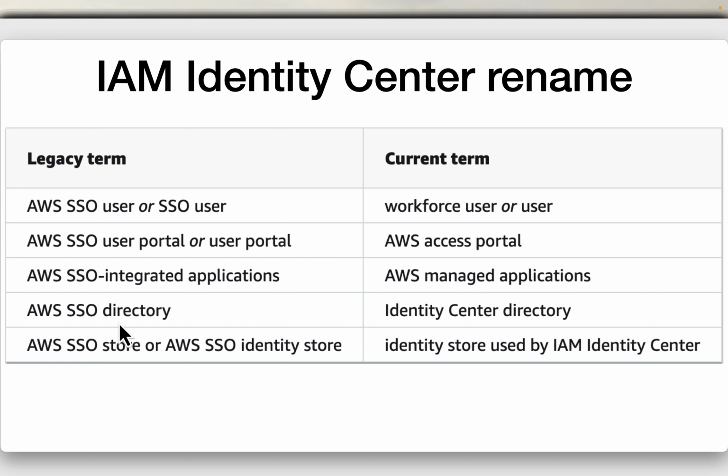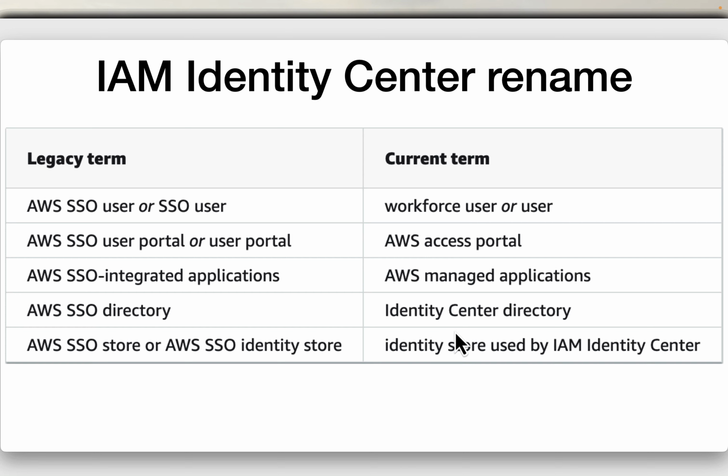Earlier we used to refer to it as AWS SSO directory. Now it's called Identity Center directory. So this is how you can integrate your directory or the third party directory where all the users reside, and you can choose whether it will be identity provider or the service provider. And lastly, we had what was once known as AWS SSO store or AWS SSO identity store. Now it's just referred to as Identity Store in the IAM Identity Center. So it's just the rebranding of the same technology and different terms being introduced.